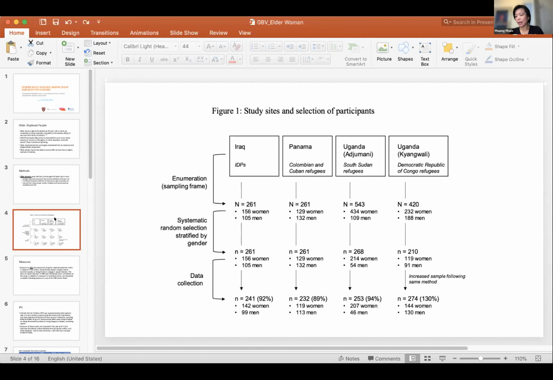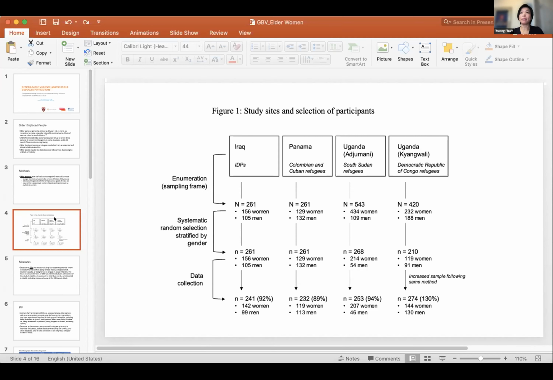In Panama, refugees were living among host populations, so this was a very difficult study, and there we used a slightly different approach. But here, as you can see, we focused on IDPs in Iraq, Colombian and Cuban refugees in Panama, South Sudanese refugees in Uganda, as well as refugees from the DRC in Uganda. So in Uganda, we had 2 sites, one bordering South Sudan and the other the DRC.